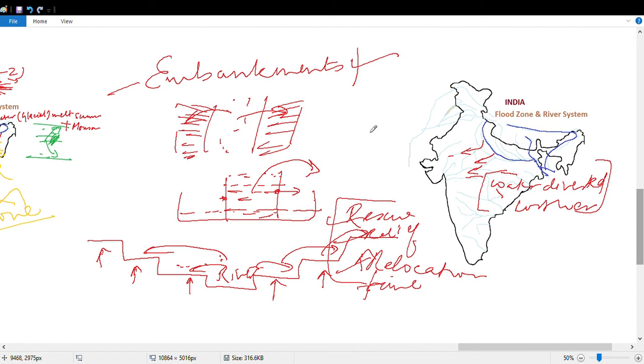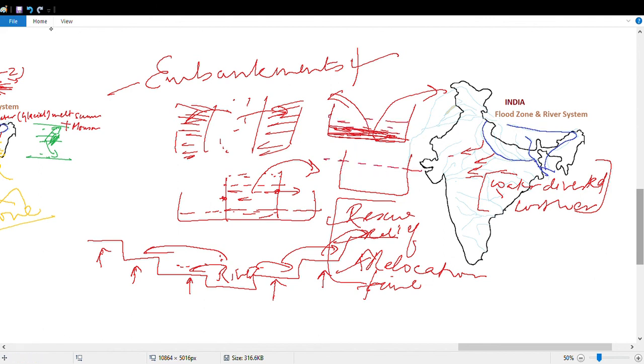Then there is another method called dredging, in which the silt or sedimentation on the surface is taken out, and so the river gets more space to flow. If this was the earlier water level of the river, it would recede down, and now this is the new water level, and that is how floods are managed.